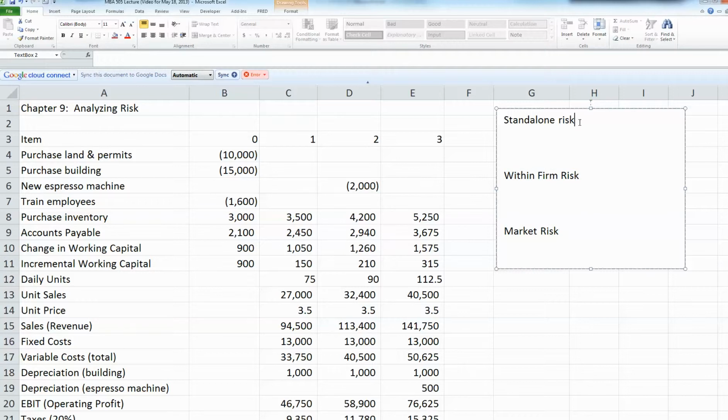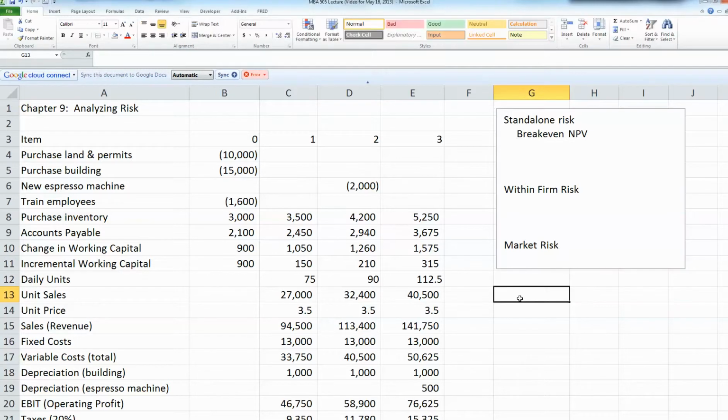Standalone risk, as I mentioned, is the easiest to measure, and there are a few different ways to measure standalone risk. The first one is called the break-even net present value. Now, if you think back to perhaps your first accounting class, y'all talked about something called the operating profit break-even. And the formula is you take fixed costs and divide by price minus variable costs.